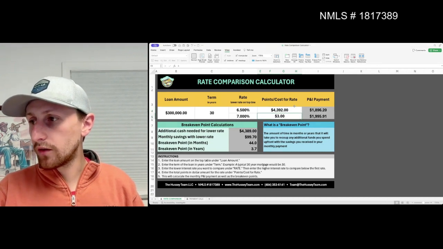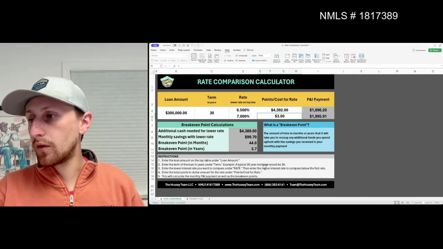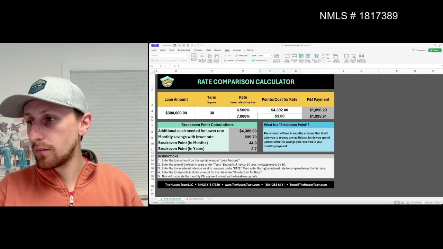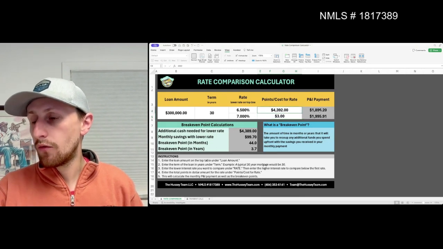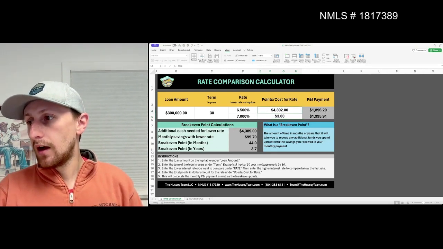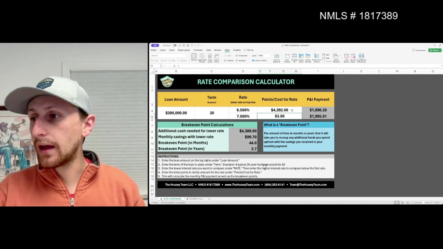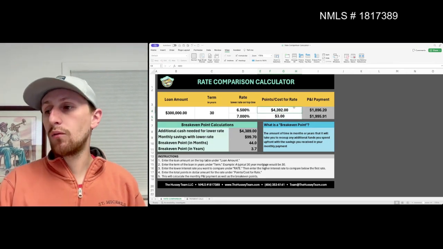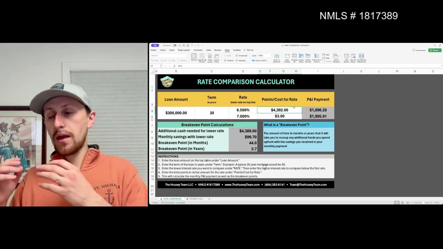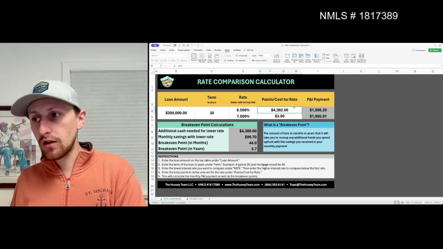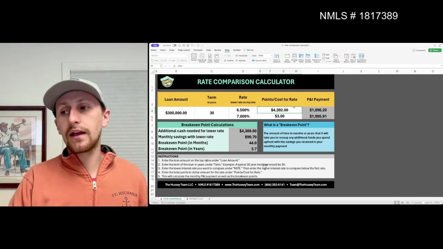Now, once you input all these numbers, it's going to give you what the principal and interest monthly payment is going to be. All right. So as you can see, for the 6.5%, you're looking at close to $100 less than the 7% interest rate, right? But remember, you are paying a lot more up front. So how do we make the decision of, do we pay more up front, get the lower interest rate, or do we pay less up front, but we take a little higher interest rate?